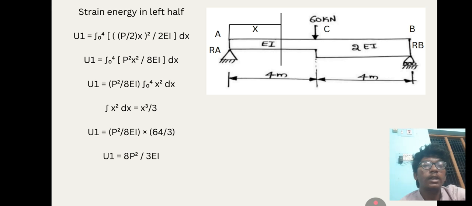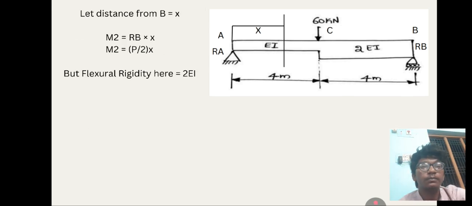U1 equals integral from 0 to 4 of (P by 2 x) whole square by 2EI into dx. That is integral from 0 to 4 of P square x square by 8EI dx. P square by 8EI into integral from 0 to 4 of x square dx. Integral of x square dx is x cube by 3. U1 equals P square by 8EI into 64 by 3, which equals 8P square by 3EI.